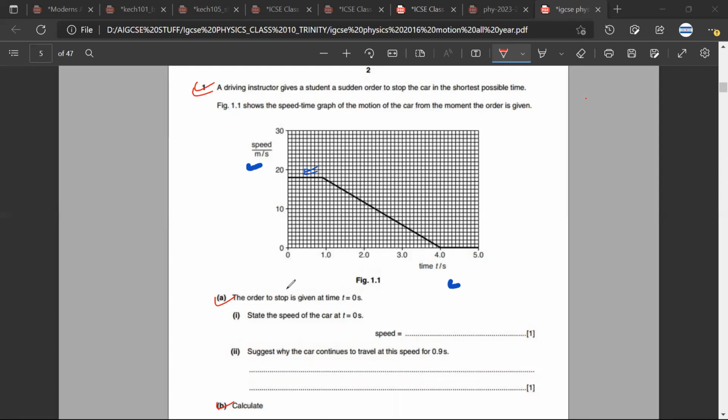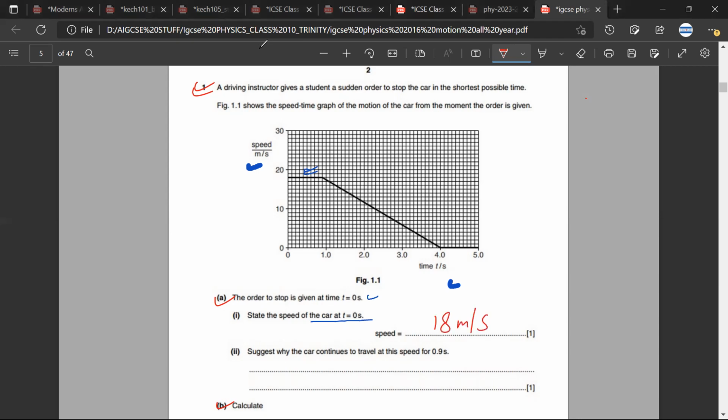The question they are asking is, the order to stop is given at t is equal to 0 second. State the speed of the car at t is equal to 0 second. So what is the answer, Chris? 18 meter per second. 18, yeah. Great. So when I look at the graph, the answer is 18.